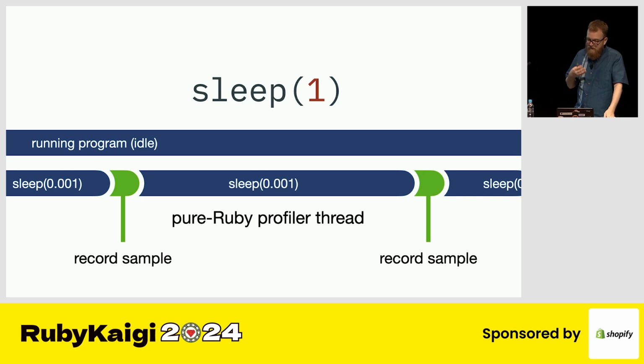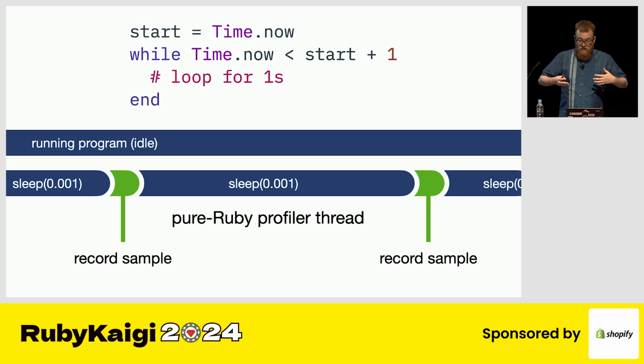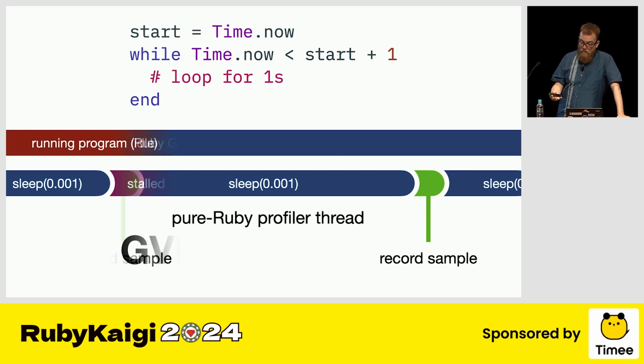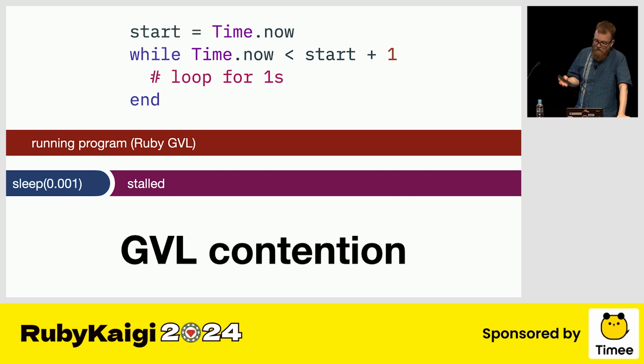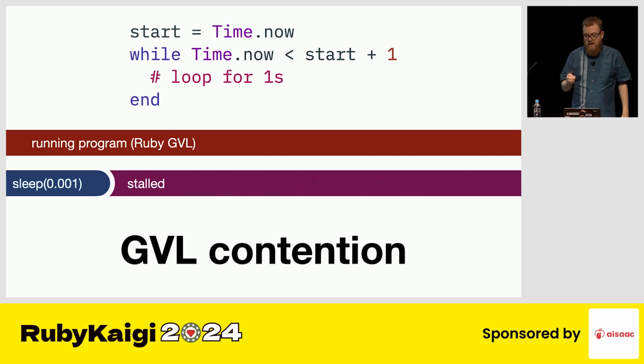But if we make it a little harder, and we replace our sleep 1 with a loop that takes the same amount of time, it also takes 1 full second, but it just spends its time looping and being busy. This won't actually work. Our sampling profiler in pure Ruby will end up with GVL contention, and it will not be able to run. Ruby has a global lock, the global VM lock, which only allows one thread to be executing Ruby code at a time.